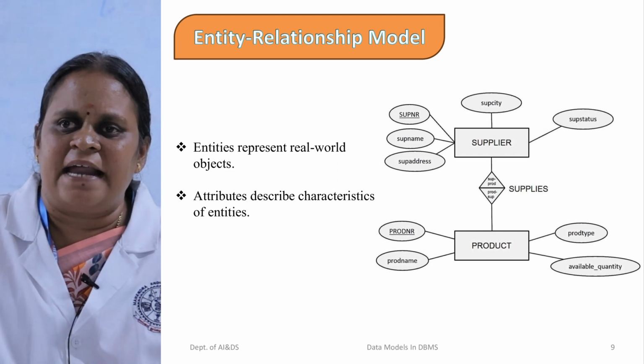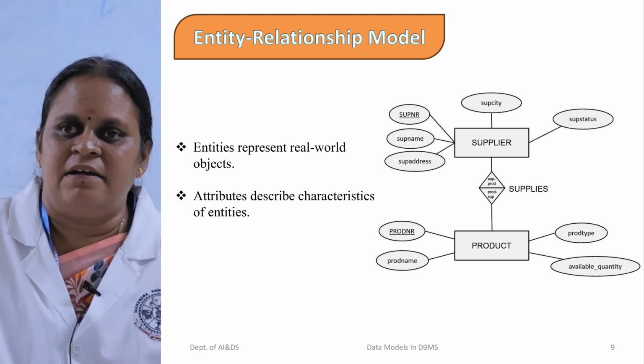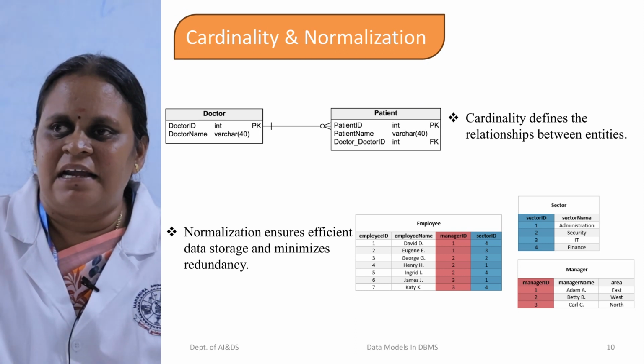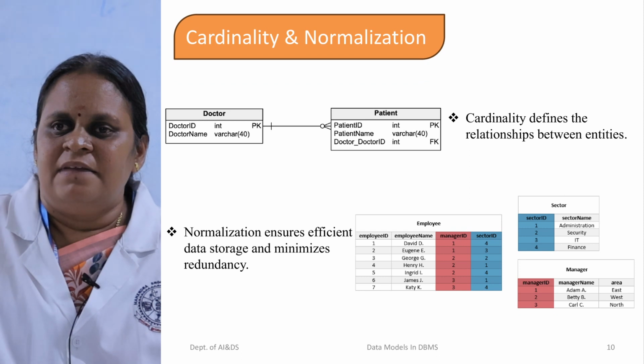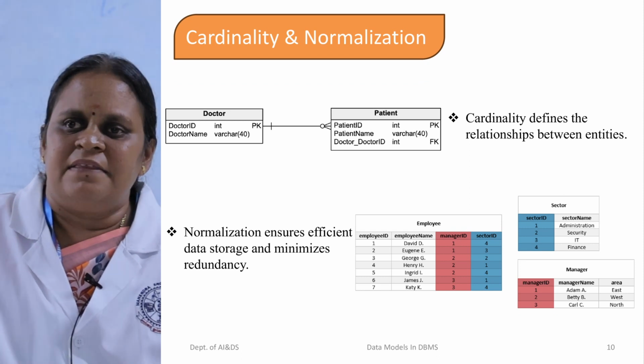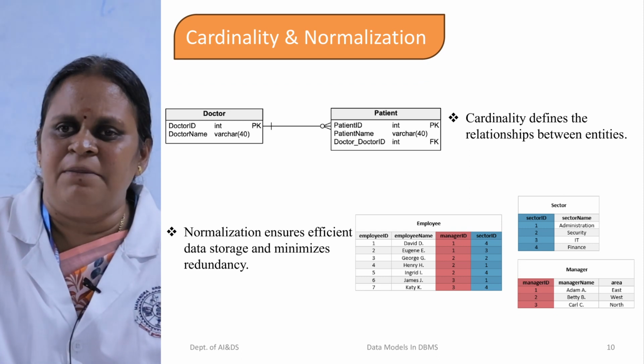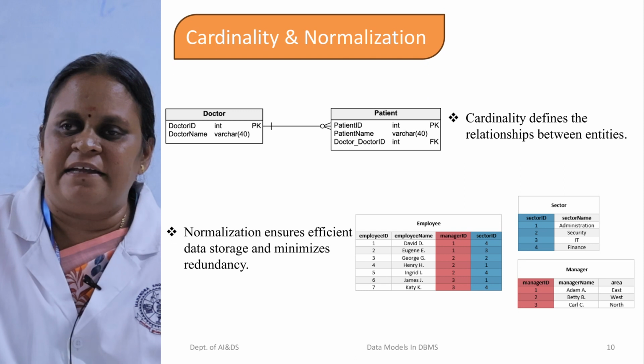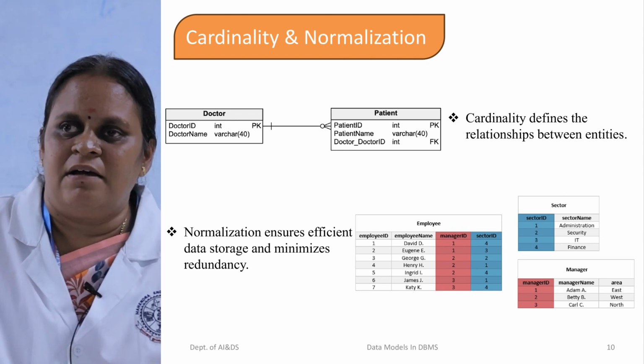Attributes describe characteristics of the entities. Cardinality and normalization. Cardinality defines the relationship between the entities. Normalization ensures efficient data storage and minimizes the redundancy. Redundancy means the duplication of the data can be minimized.